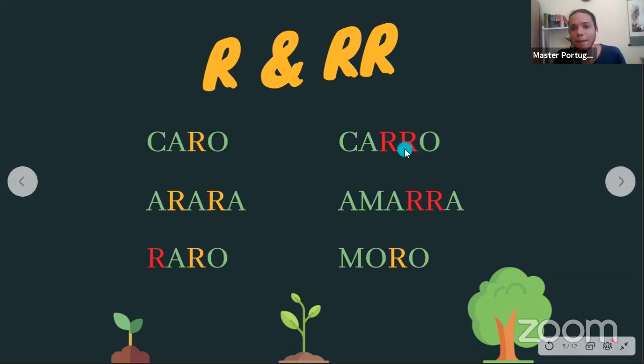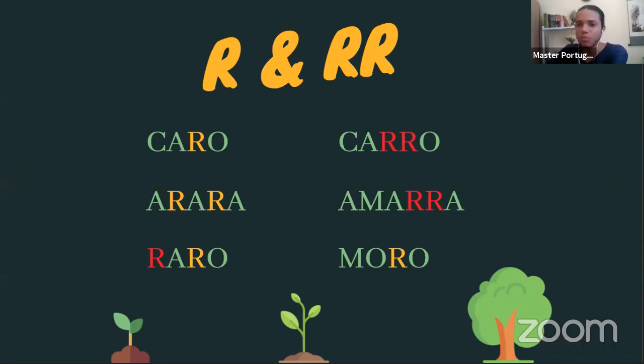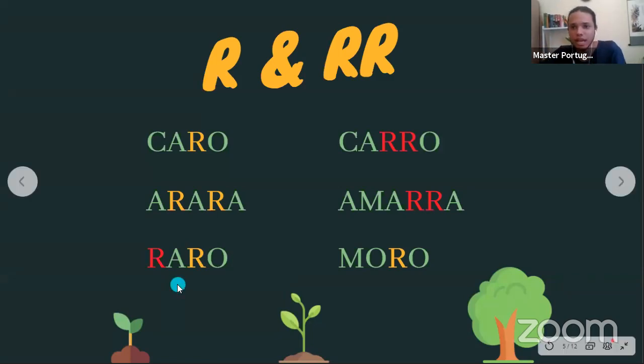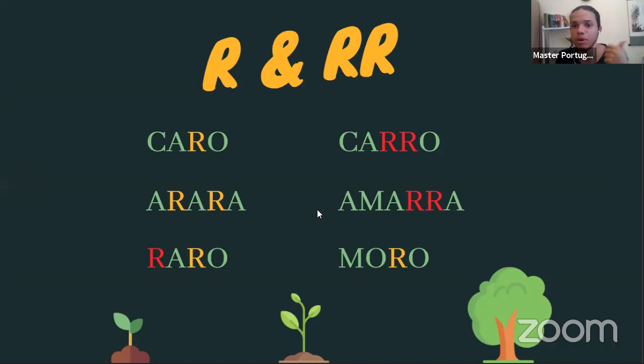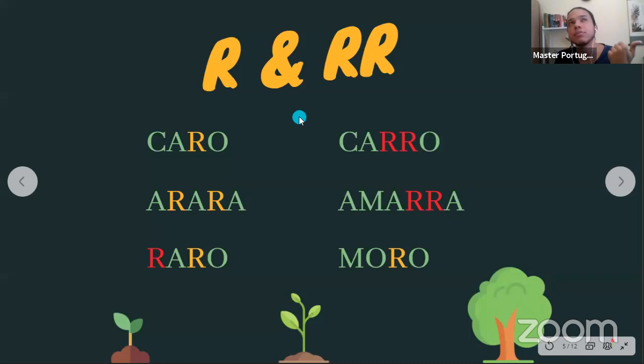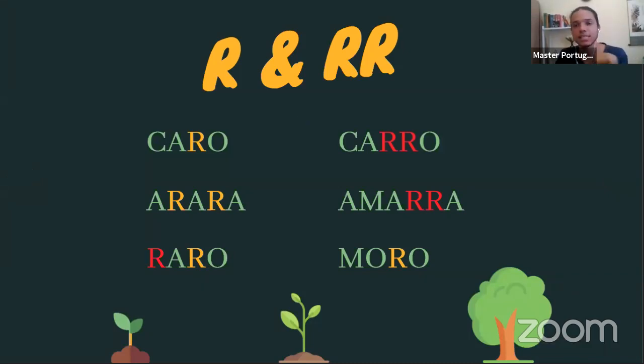So carro, amarra. Amarra means when you tie something somewhere. So tie a knot, amarrar o nó. That's what amarrar is. Okay, and also at the end of the word, like when Jessica said earlier, for example, viajar, pedir, it can also be pronounced like that in some regions in Brazil, okay?